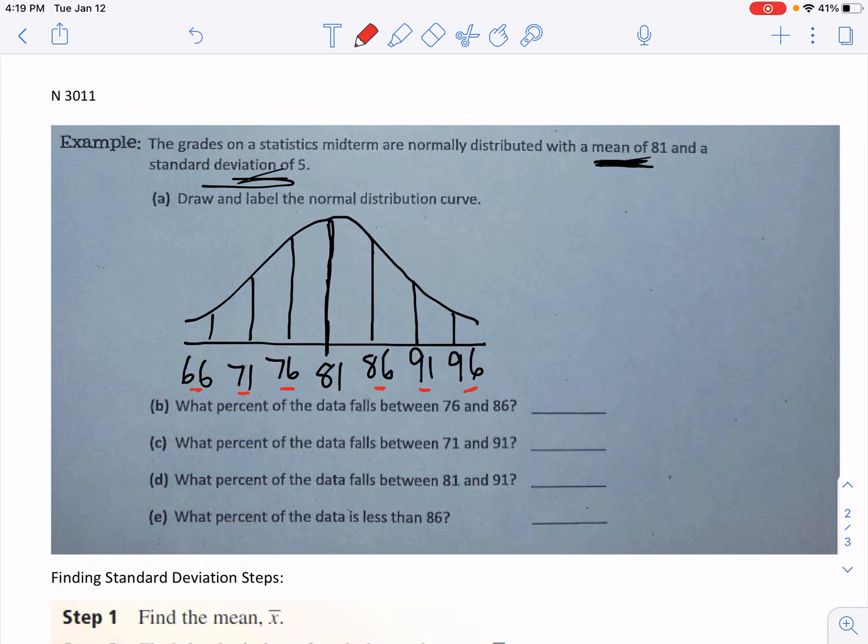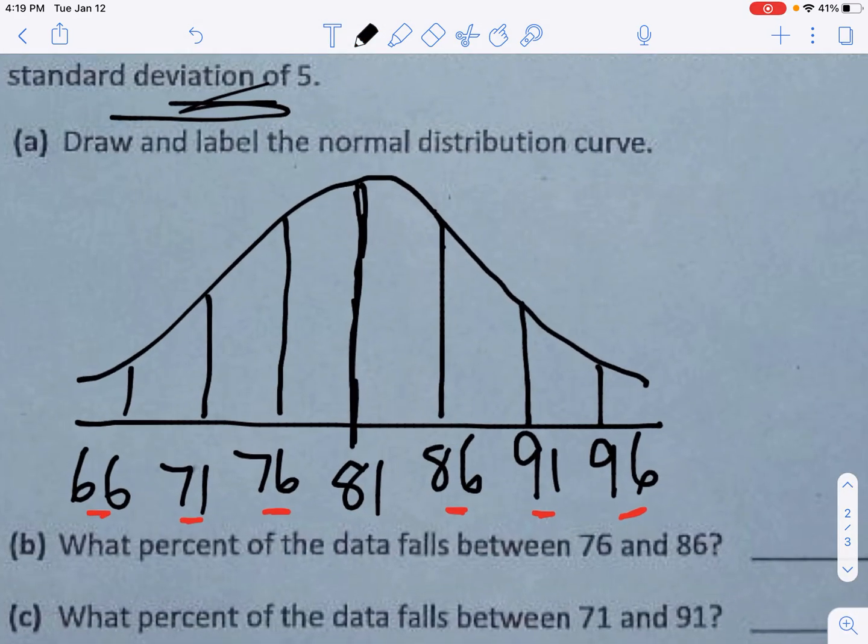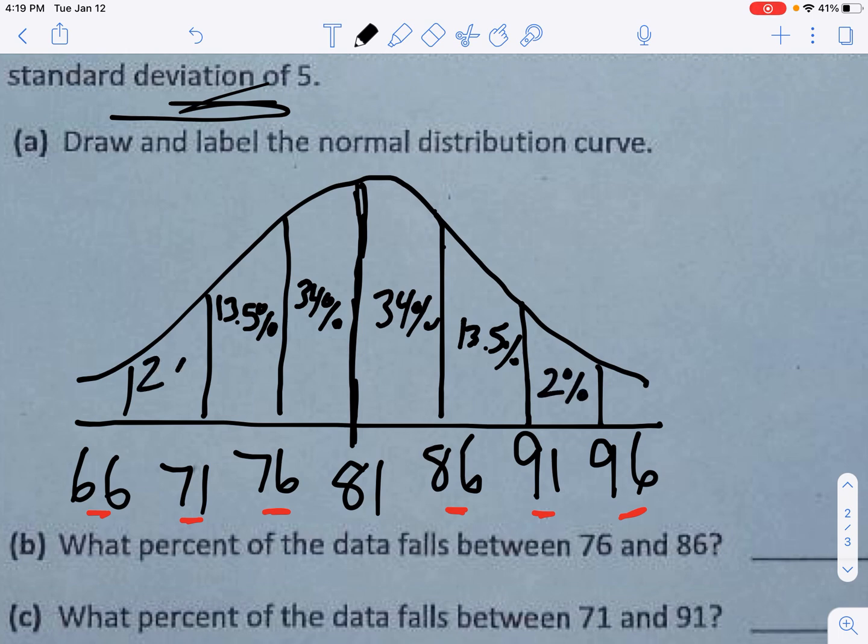And again, the percentages still remain. 34% will be in here. Another 34% will be in here. Then we have 13.5% in here. 13.5% in here. 2%, 2%, and then about 0.5% and 0.5%.